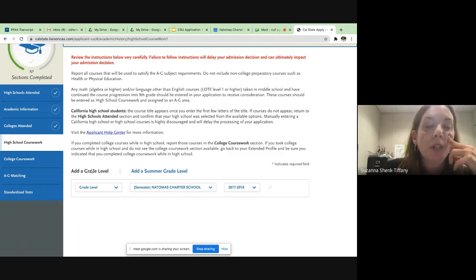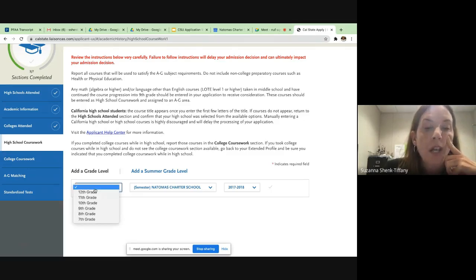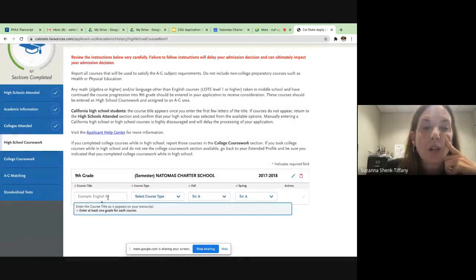Okay, so what you're going to do here is add a grade level. You could start either with 12th grade and work your way back, or you can start with 9th grade. You'll see that they put 9th grade up first, 2017 to 2018. So you're going to click on that, click here, and then start typing in courses.